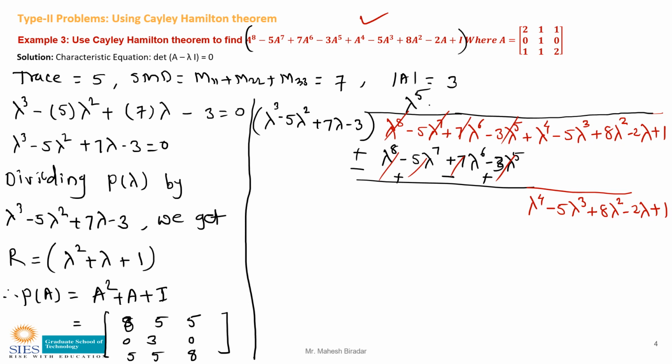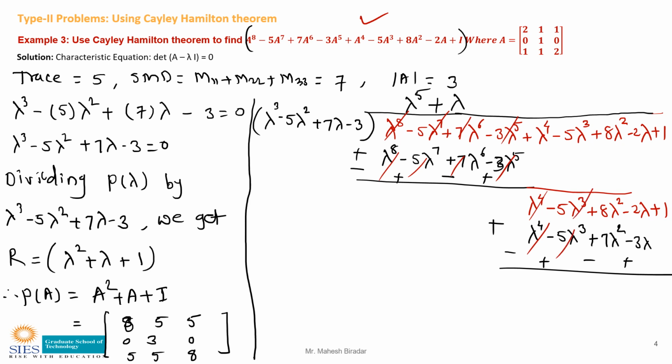Now, in the quotient part, you have to take lambda, and again you multiply throughout by lambda. So lambda raised to 4 minus 5 lambda cube plus 7 lambda square minus 3 lambda. Again change the sign here, plus minus, and you need to add here. So the first term is cancelled, even the second term is cancelled. Then 8 lambda square minus 7 lambda square is lambda square, plus 3 lambda minus 2 lambda is lambda, and plus 1. So this is the remainder.